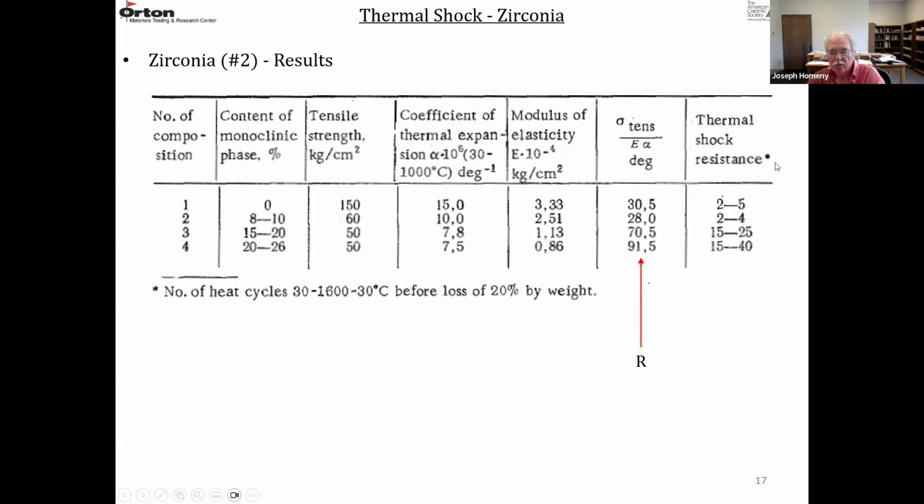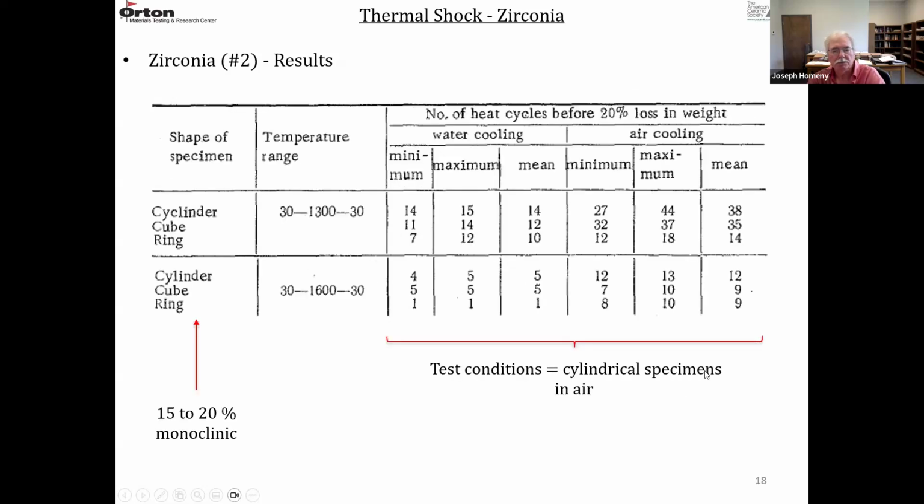So the thermal shock resistance at 20 weight percent loss: 2 to 5, 2 to 4. So the first two aren't very good, but the higher monoclinic contents, 15 to 25, and then 15 to 40 cycles for the highest. So there's a substantial improvement in thermal shock resistance with increasing monoclinic content.